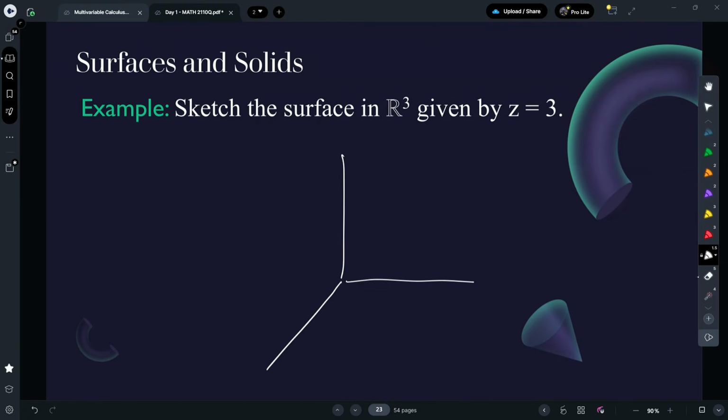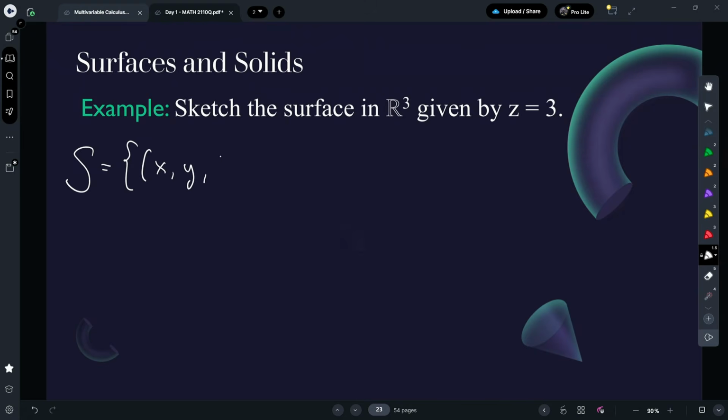Why? Before I try to draw anything, let me try to describe the points. The points in this surface, which I'm going to call the surface S, are points where z equals 3. I'm not giving any more information, so the x and the y are free to move around. So this is x, y, and the z is 3, so I can fix it to be 3. And in the absence of conditions, x and y can be anything I want. So x and y are any real number.